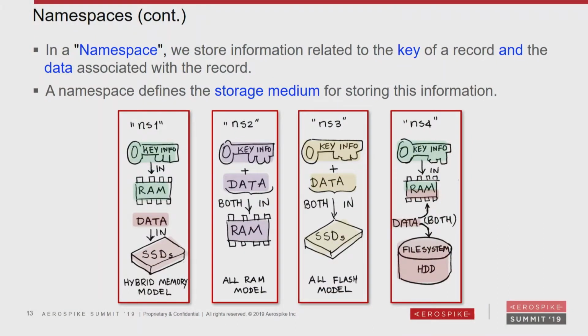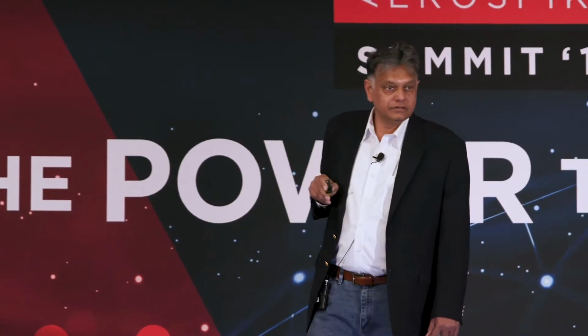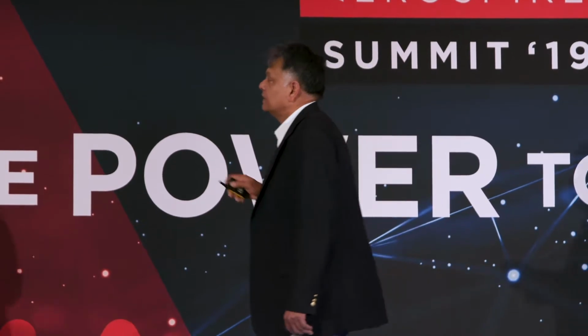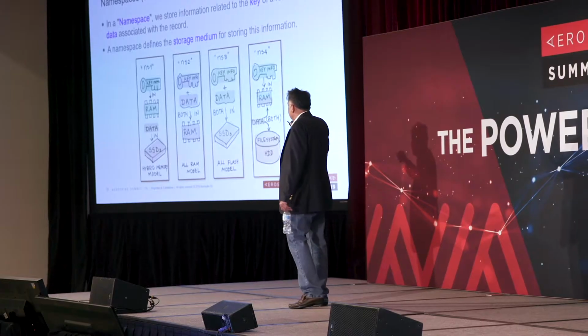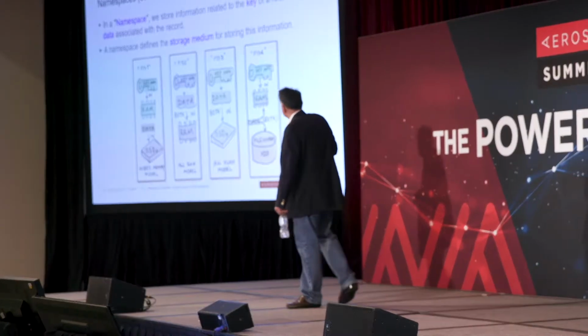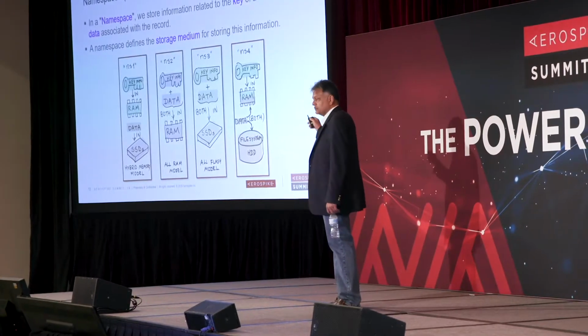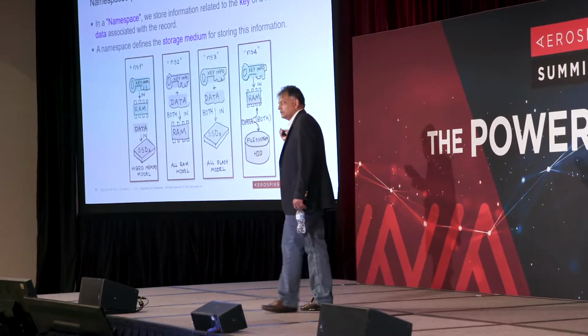In Enterprise Edition, that is stored in the Linux shared RAM. But the data, if you're storing on SSDs, you can store it as a raw block device. And in performance, it almost gives you RAM-like performance in terms of read and write access. In the all RAM model, you're storing the data in RAM.